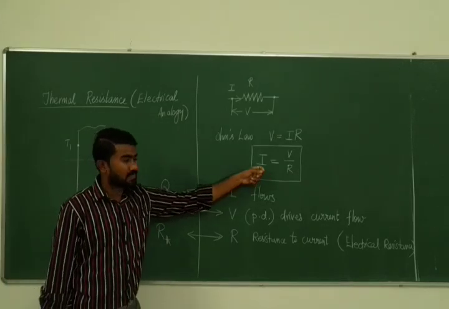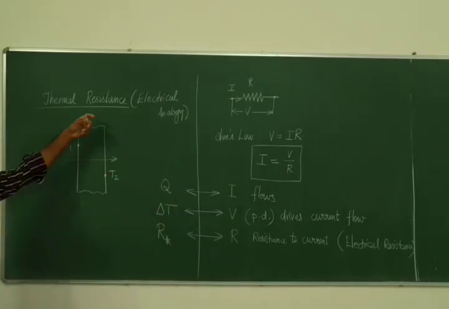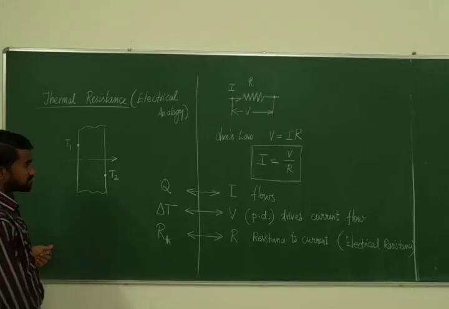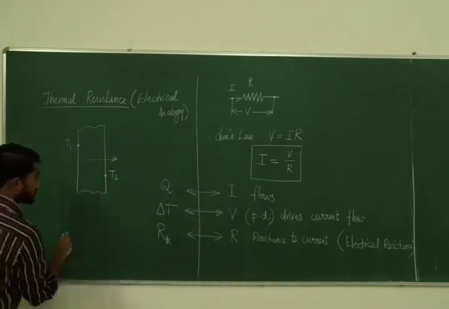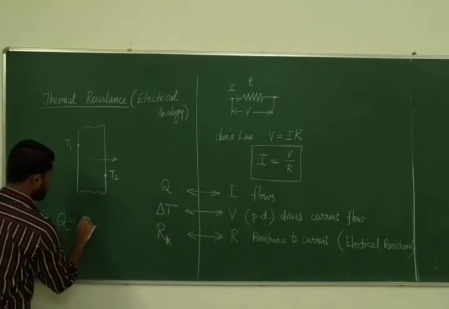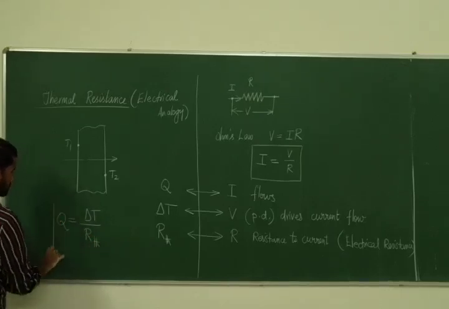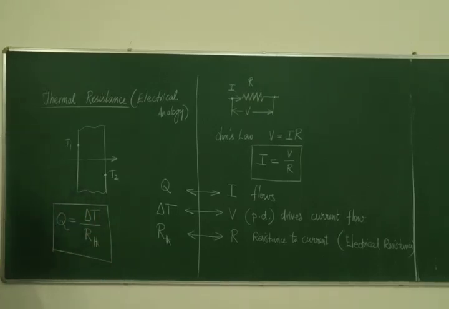Like Ohm's law, here you have the electrical analogy for thermal resistance. Instead of I, you put Q. Instead of potential difference, you put delta T, divided by R. So Q equal to delta T by R. This is a very important equation for thermal resistance. You use this formula to solve problems easily.